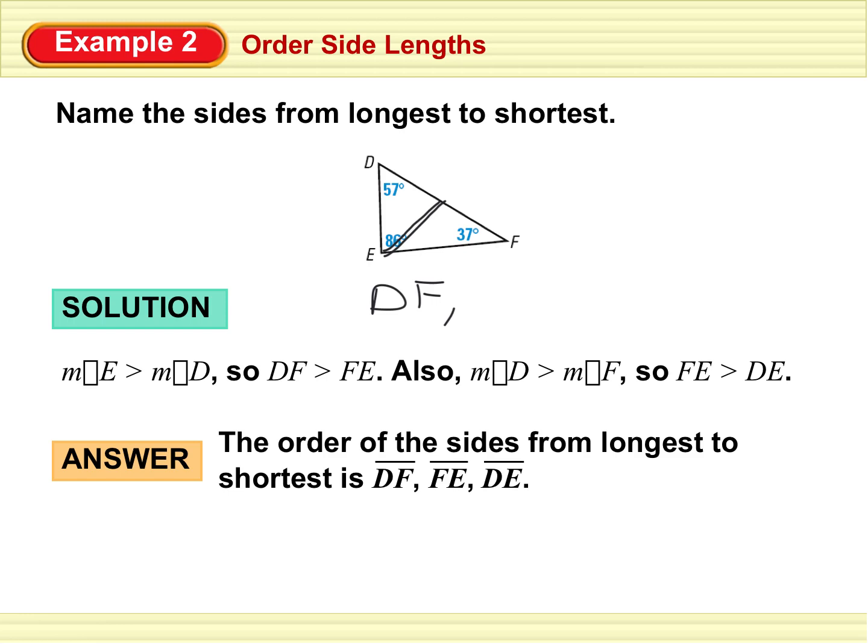Okay, so what's my next biggest angle? 57. What's the side across? EF. What is my smallest angle? 37. 37 is across from DE or ED. E. Okay. I'm pretty sure on your homework it asks smallest to largest. Just FYI.